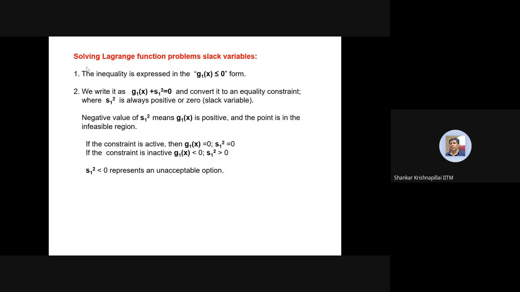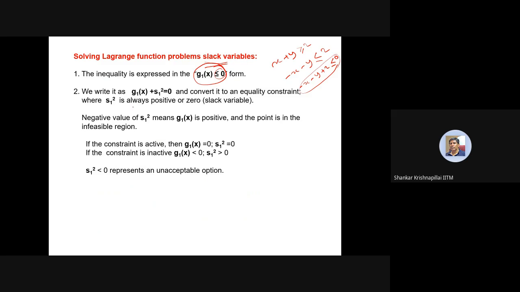Okay. So, solving this Lagrange function problem for inequality constraints with slack variables. First of all, the inequality must be written in the less than or equal to 0 form. Suppose it is x plus y is greater than or equal to 2. Then you have to write it in the less than or equal to 0 form: minus x minus y plus 2 less than or equal to 0. Okay, so you have to write it in this form.